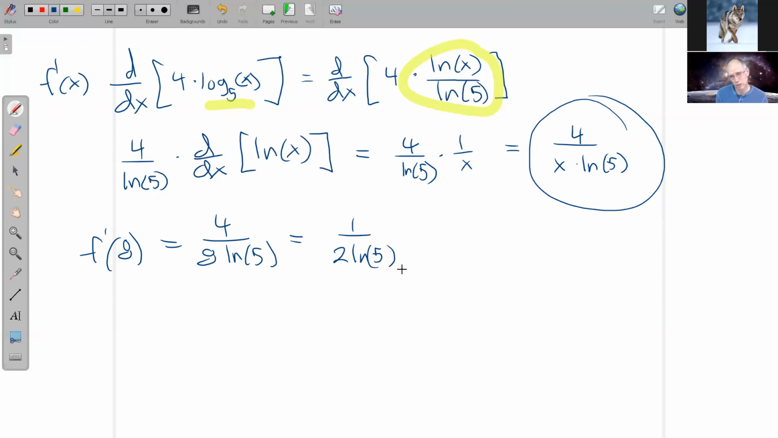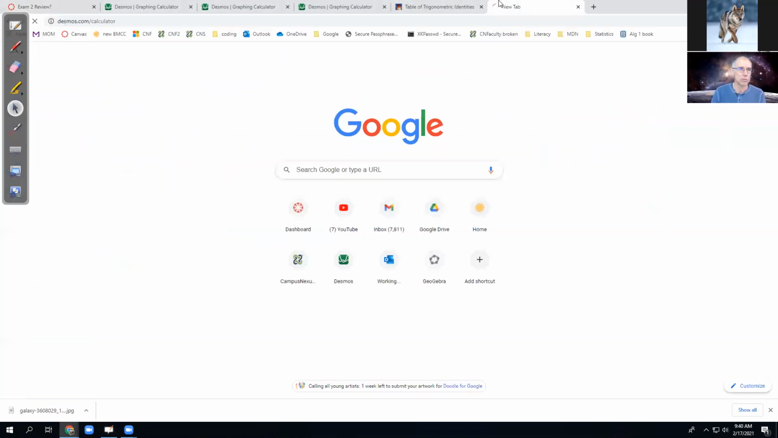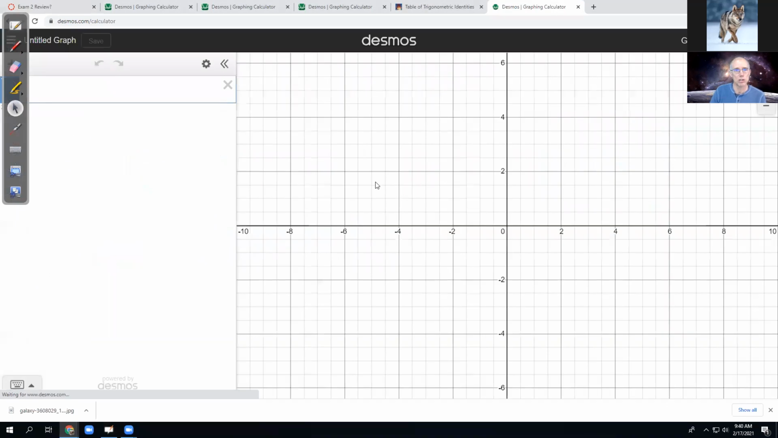Could use the power rule on that, but it doesn't really make it any better, and we can approximate it to see if we get the right derivative. So let's just do that for fun. And then I have a chat question I'll get to in a minute, Cole. Just want to throw this in Desmos for fun to make sure I got the right slope there.